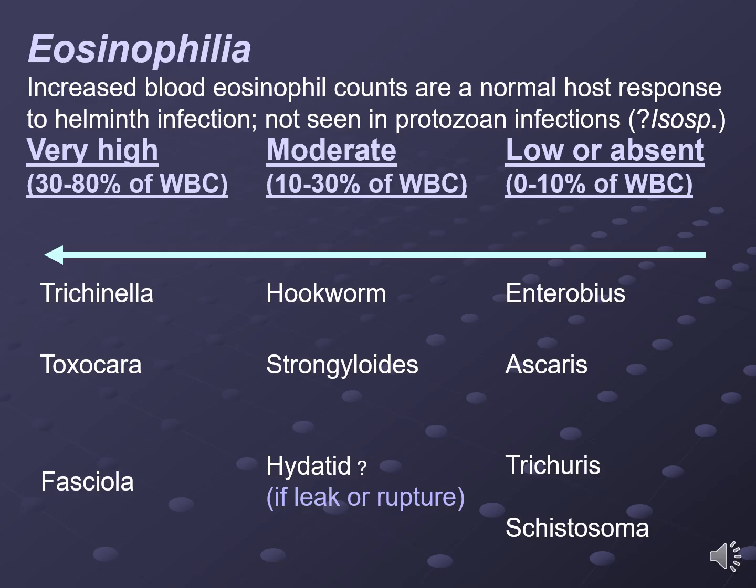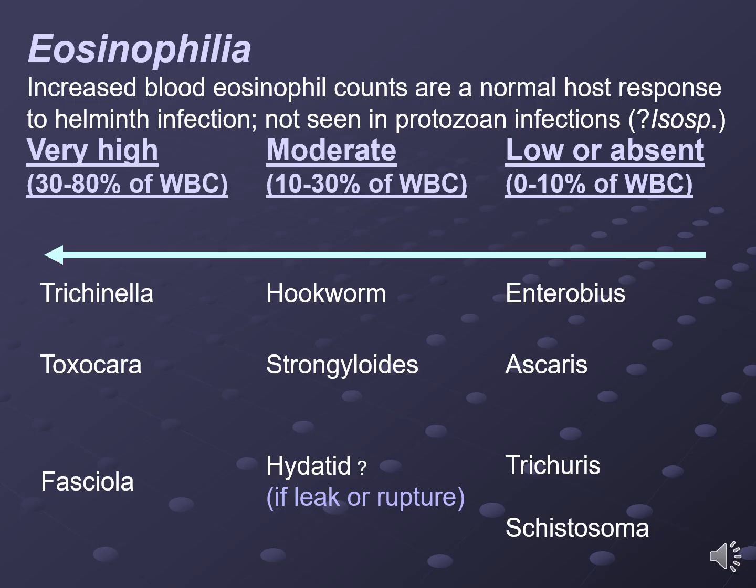Now, if we come to the moderate eosinophilia, this is produced by the hookworms. Why? Because they hook themselves up to the intestinal mucosa. They chew on the mucosa, so they stimulate the immune system more. Strongyloides as well is associated with moderate eosinophilia, 10 to 30%. Now, hydatid, with a question mark: the intact hydatid cysts do not usually produce eosinophilia. But if they are disturbed, if they leak, or if they rupture, then they would produce eosinophilia, of course. And I told you before that they may rarely produce severe anaphylaxis.